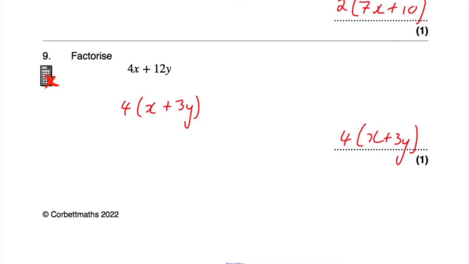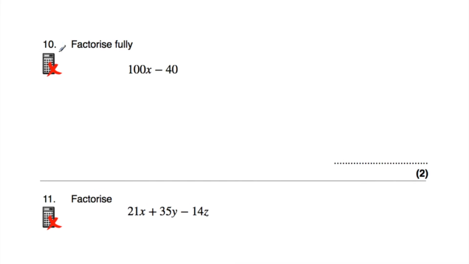Okay, let's have a look at our next question, question number 10. So question number 10 says factorise fully 100x subtract 40. So we want to find the biggest possible number we can divide both 100x and 40 by, and that would be 20. So you could choose other numbers such as 2 or 5 or 10, but that means you would then have to factorise again.